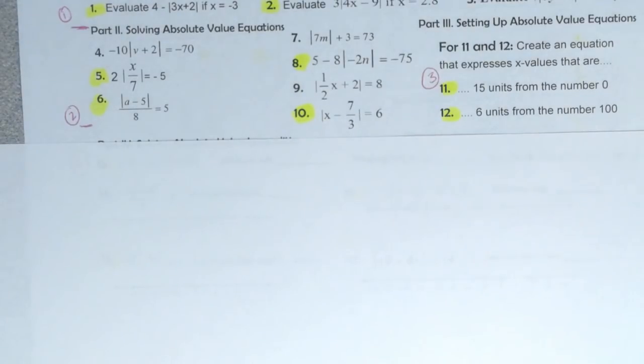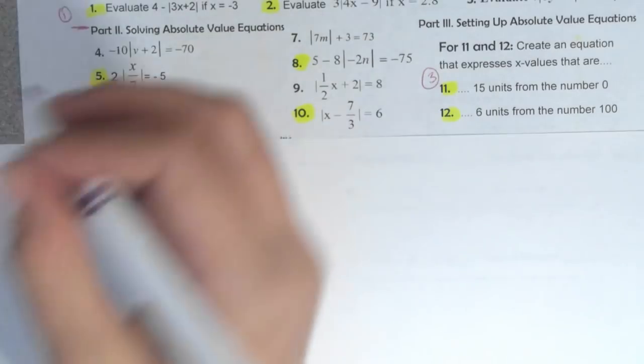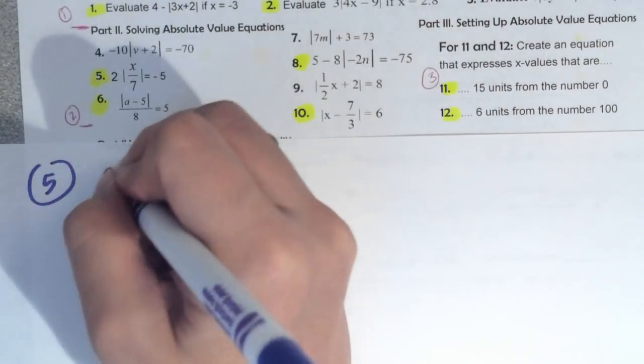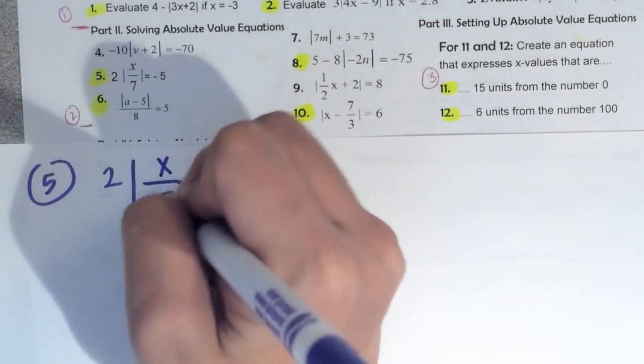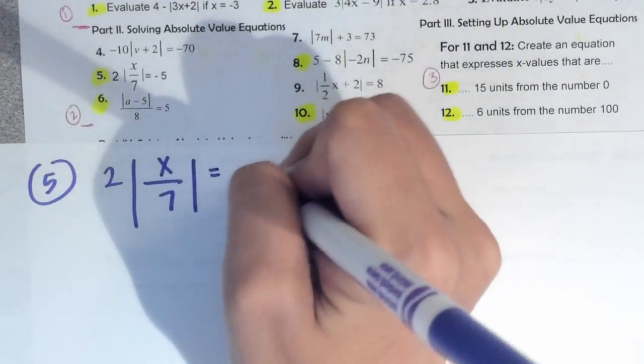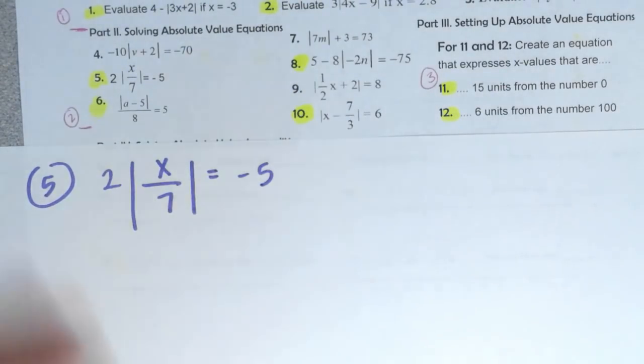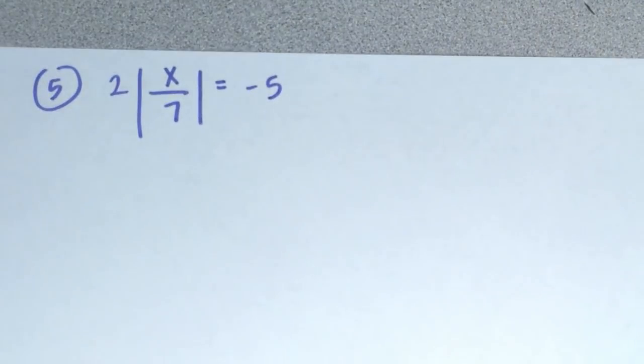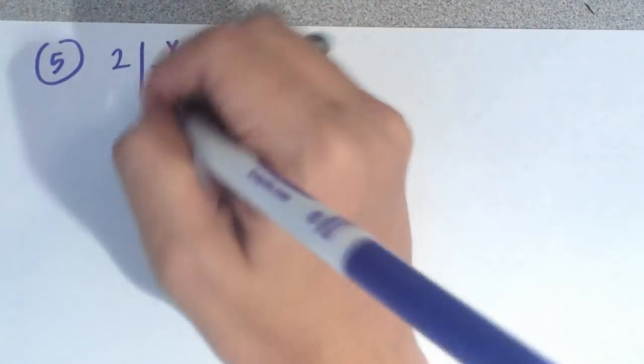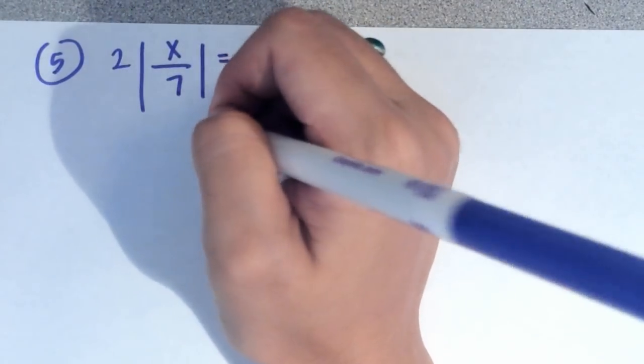Alright, we're starting with part 2, solving absolute value equations. So I'm going to start with number 5. You have 2 times the absolute value of x over 7 equals negative 5. Now I always tell my kids when doing these problems, guys, you want to get the absolute value by itself. You want to isolate it.